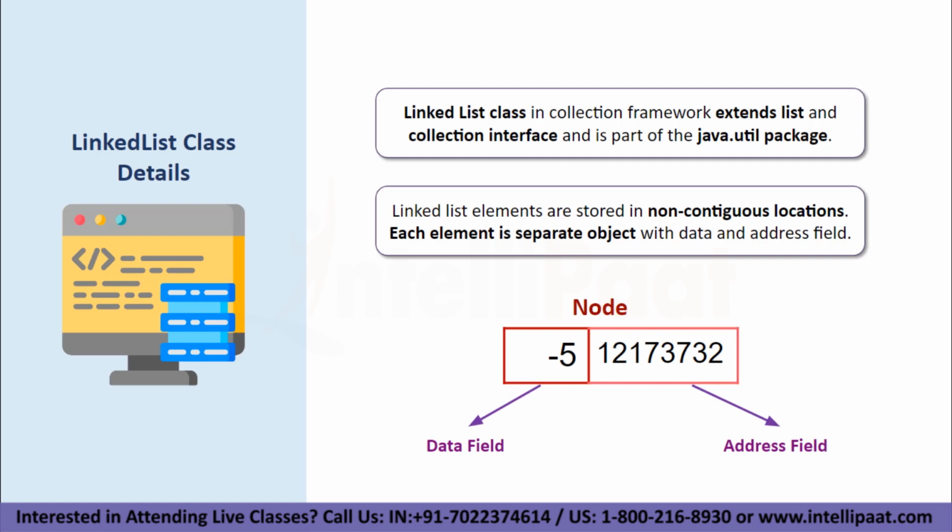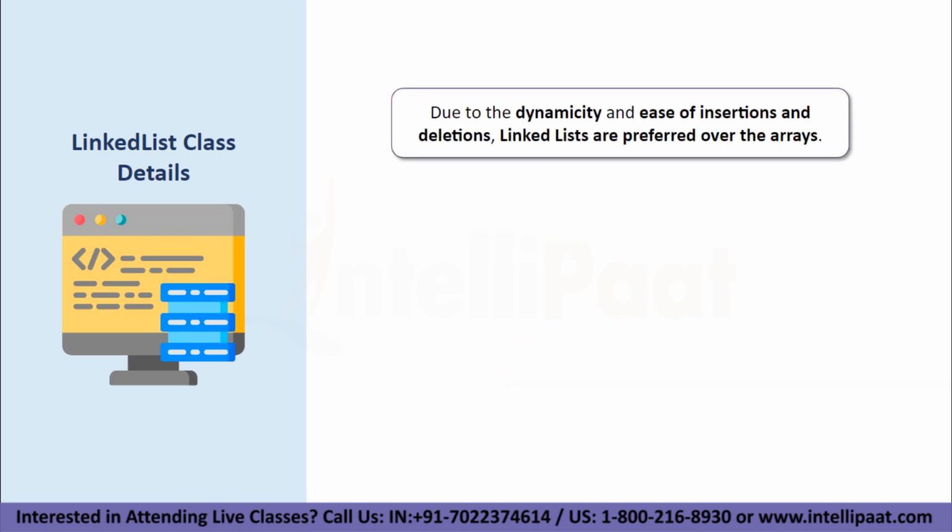A node is basically a structure or a blend of two fields, a data field and an address field. The data field stores the element value, whereas the address field stores the pointer or reference to the next item in a list. Due to the dynamicity and ease of insertion and deletions, linked list is preferred over arrays. However, it has a few disadvantages too, such as the nodes cannot be accessed directly.